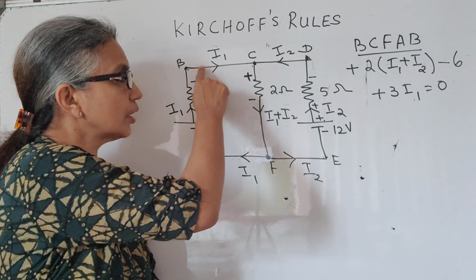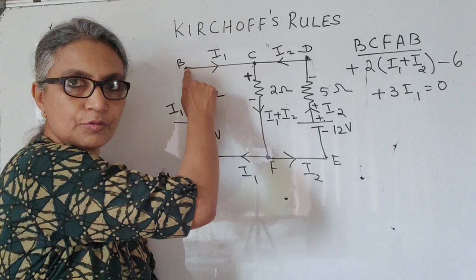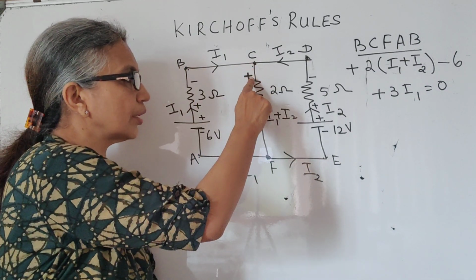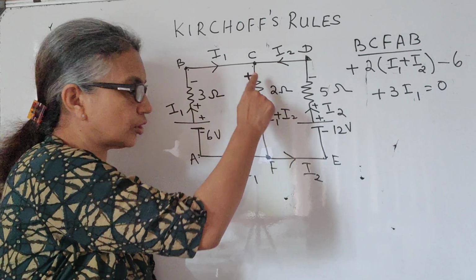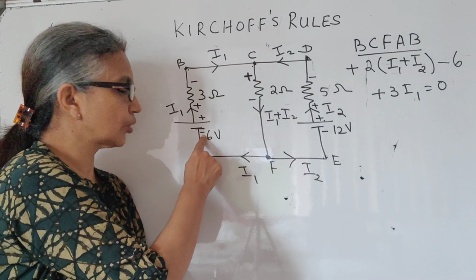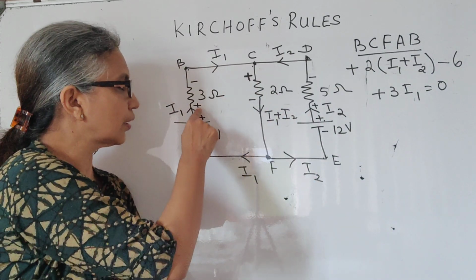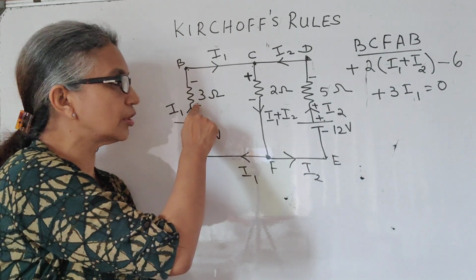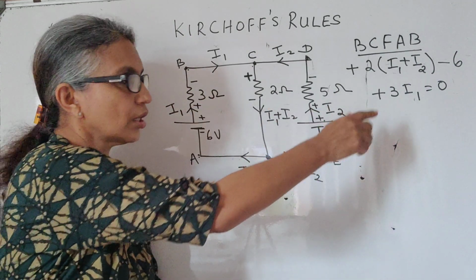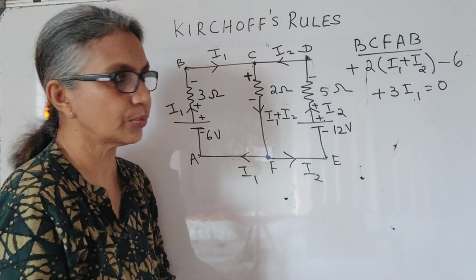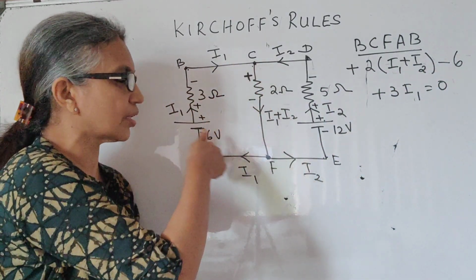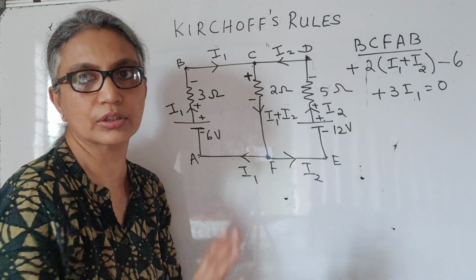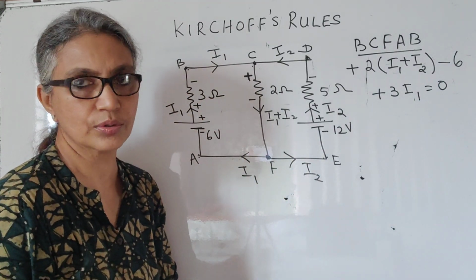And I hope you understood my rule, what I gave you: as I go in, I'm entering through the positive of this resistor, so plus 2I1 plus I2, and here I'm entering through the negative, so minus 6. Here it's positive, so plus 3 into I1 must be equal to 0. So this is Kirchhoff's second rule, which says the algebraic sum of the potential drop across resistors and cells in a closed circuit must always be equal to 0.